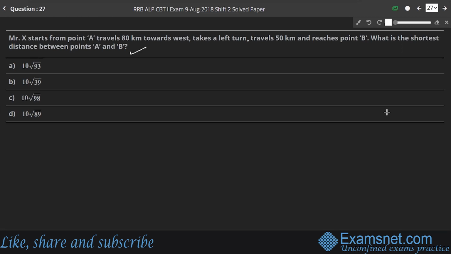Question 27. Mr. X starts from a point A, travels 80 km towards west and takes a left turn, travels 50 km and reaches point B. What is the shortest distance between points A and B?